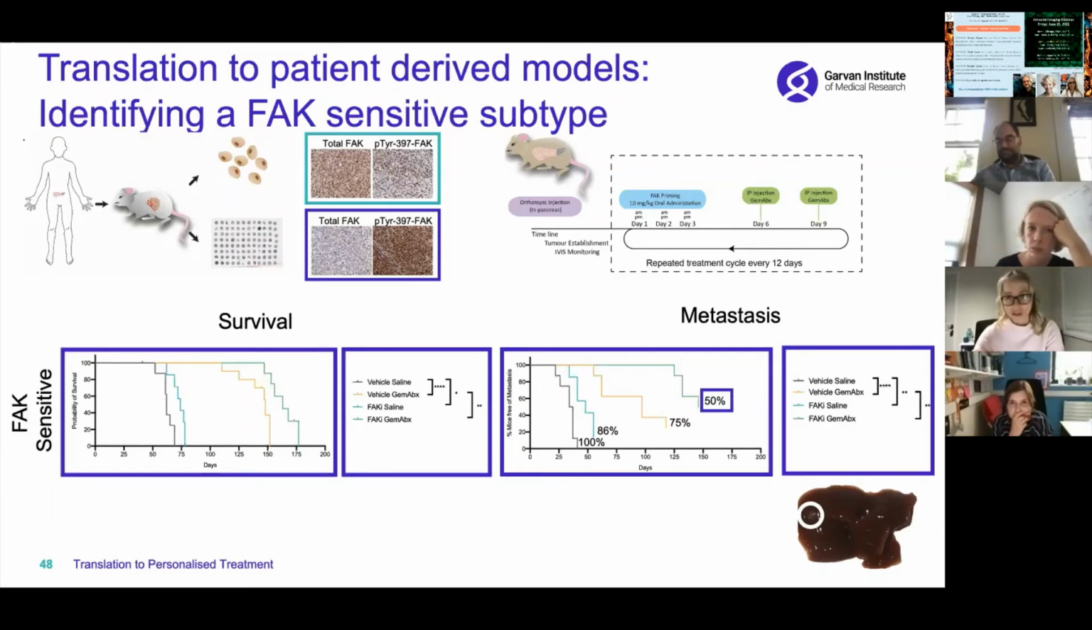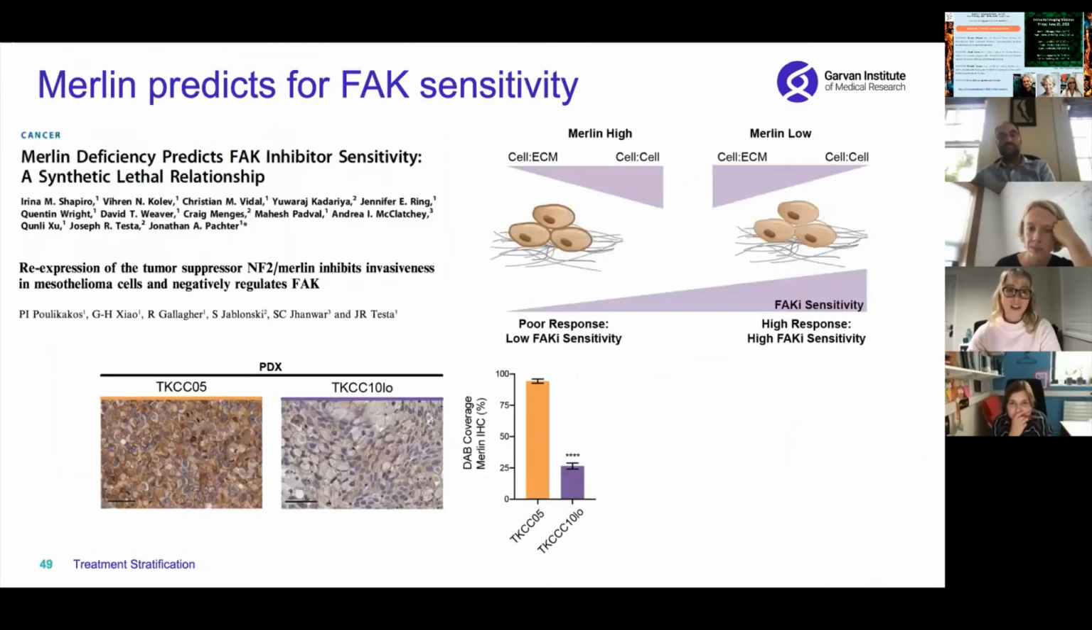Now, I apologize, there's not as much intravital imaging in this section. It's a little bit more personalized medicine, but nonetheless. We also then wanted to see if there was other biomarkers that we could use. Sometimes one biomarker isn't enough and we need a companion biomarker.